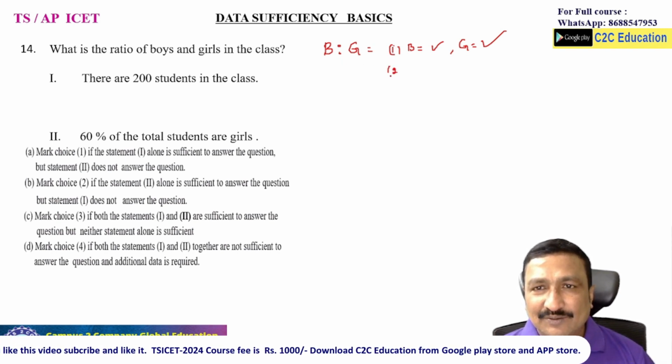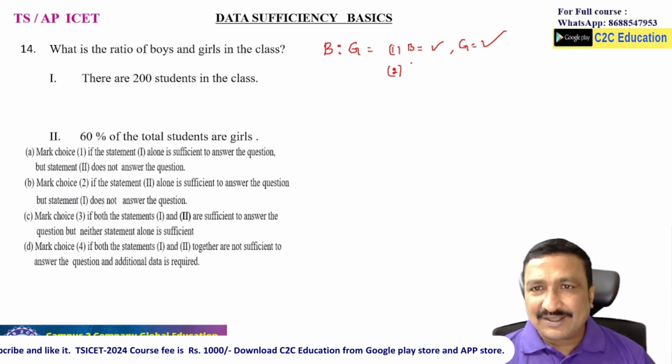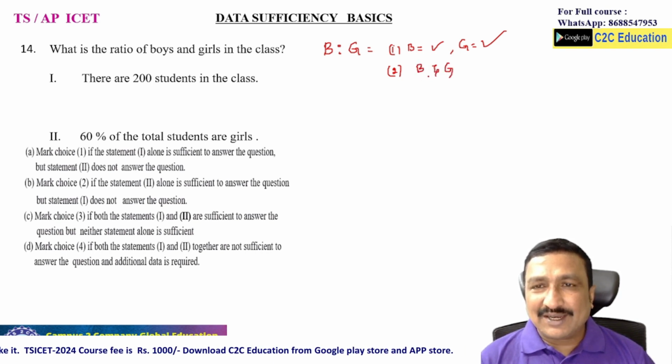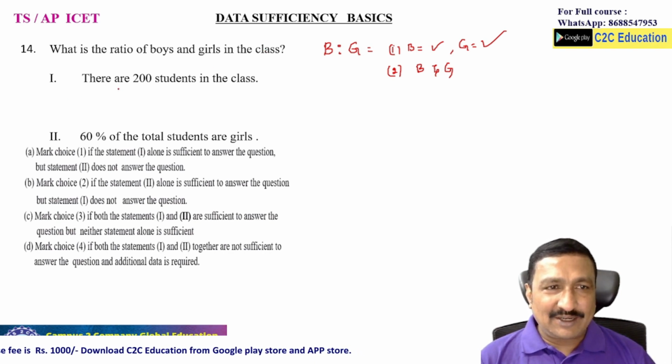And the second situation: if you have an indirect relation between the strength of the boys and the strength of the girls, then also we can find the answer. Okay, now friends, if you have the relation between the strength of the boys and the girls, then also we can find it. In these two cases, we can answer this question. Now we are going to the statements.